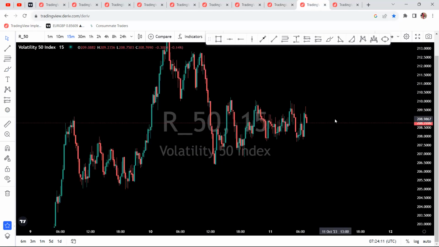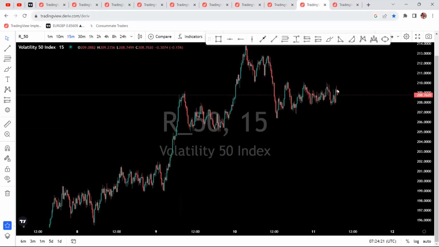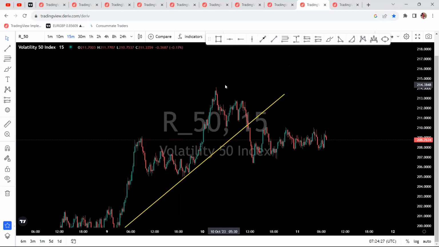Volatility 50. Okay, so look at this structure. We have a breaking of a counter trend line at this level. This is the first wave with three-wave structure, the first wave against the trend. Boom. Wow. Okay, so the market starts ranging.